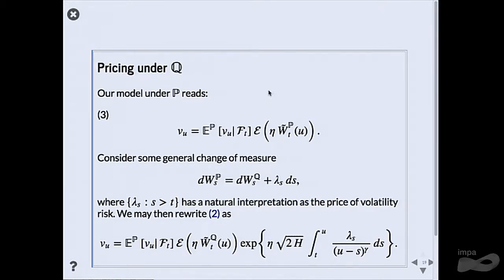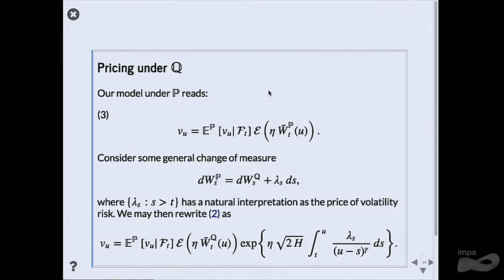Well, it clearly should be, because if you make lambda deterministic, if you believe this whole story and lambda is deterministic, then it's pretty easy to see that this is log normal. And then if you look at, for example, options on the VIX, their smile should be flat.